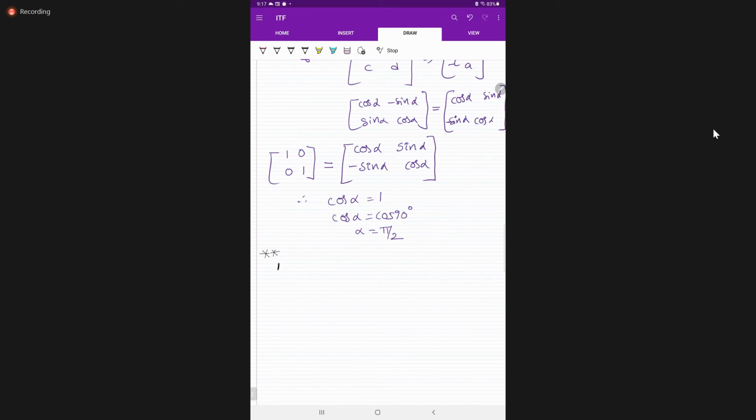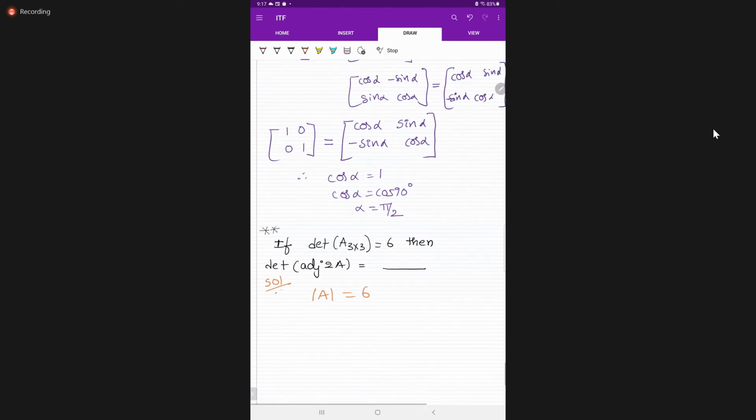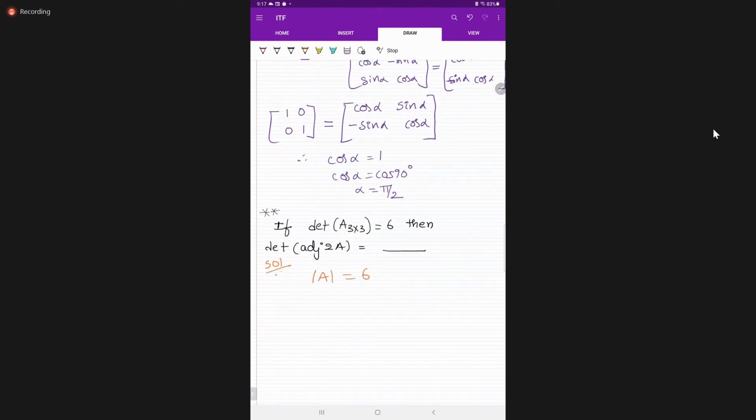If det of capital A, a 3 cross 3 matrix, is equal to 6, then det of adj 2A is equal to dash. Students, here they have given det of A is equal to 6. Now what you have to find out is det of adj kA, which is equal to question mark.